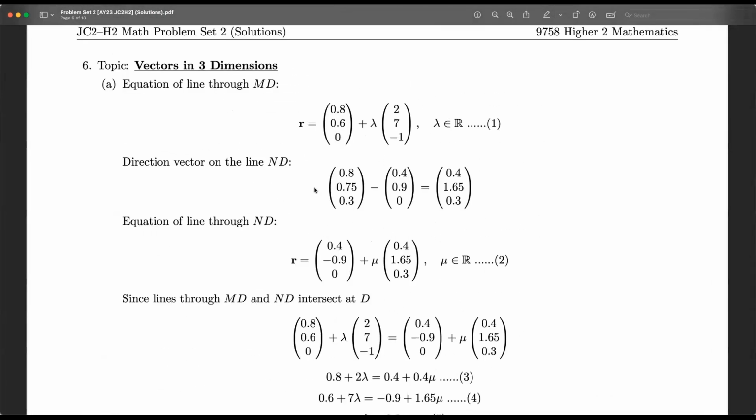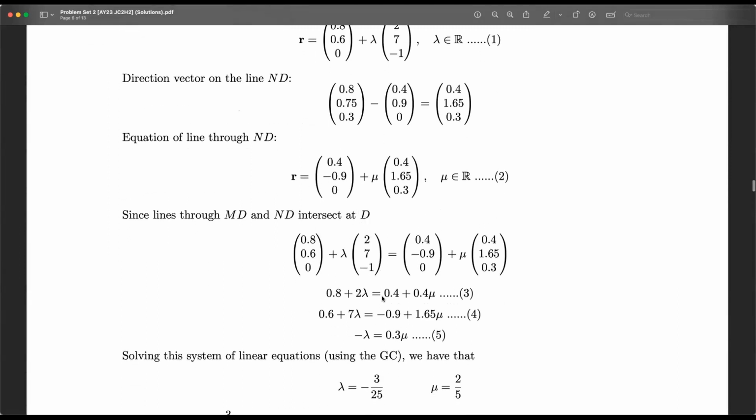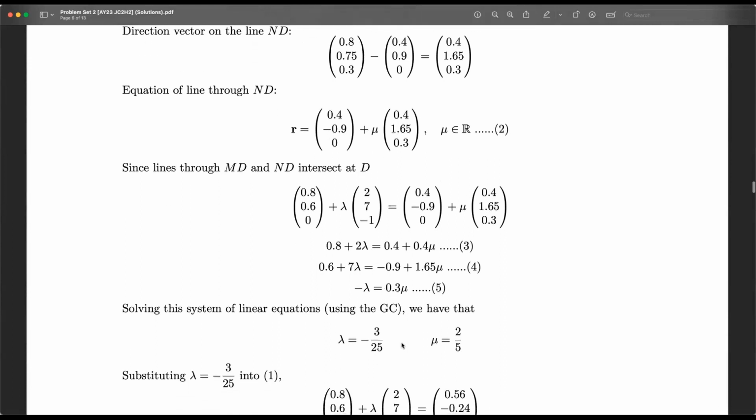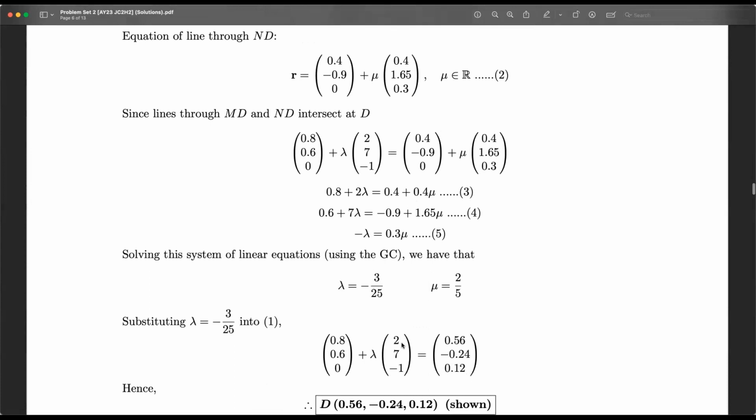Okay, so how do you do this question? I don't have the question, I never flash the question, so you see yourself. But here, first thing you need to do is search out the equation of the line MD. Then you find the direction vector of your line and find the equation. Once we have found the equation of the line, you can intersect it with the line ND to find D. You get your 3 equations here. Then you solve for your lambda and your mu, which will be -3/25 and mu equals to 2/5. Sub in, solve. Get answer. That's how I'll do the first part.